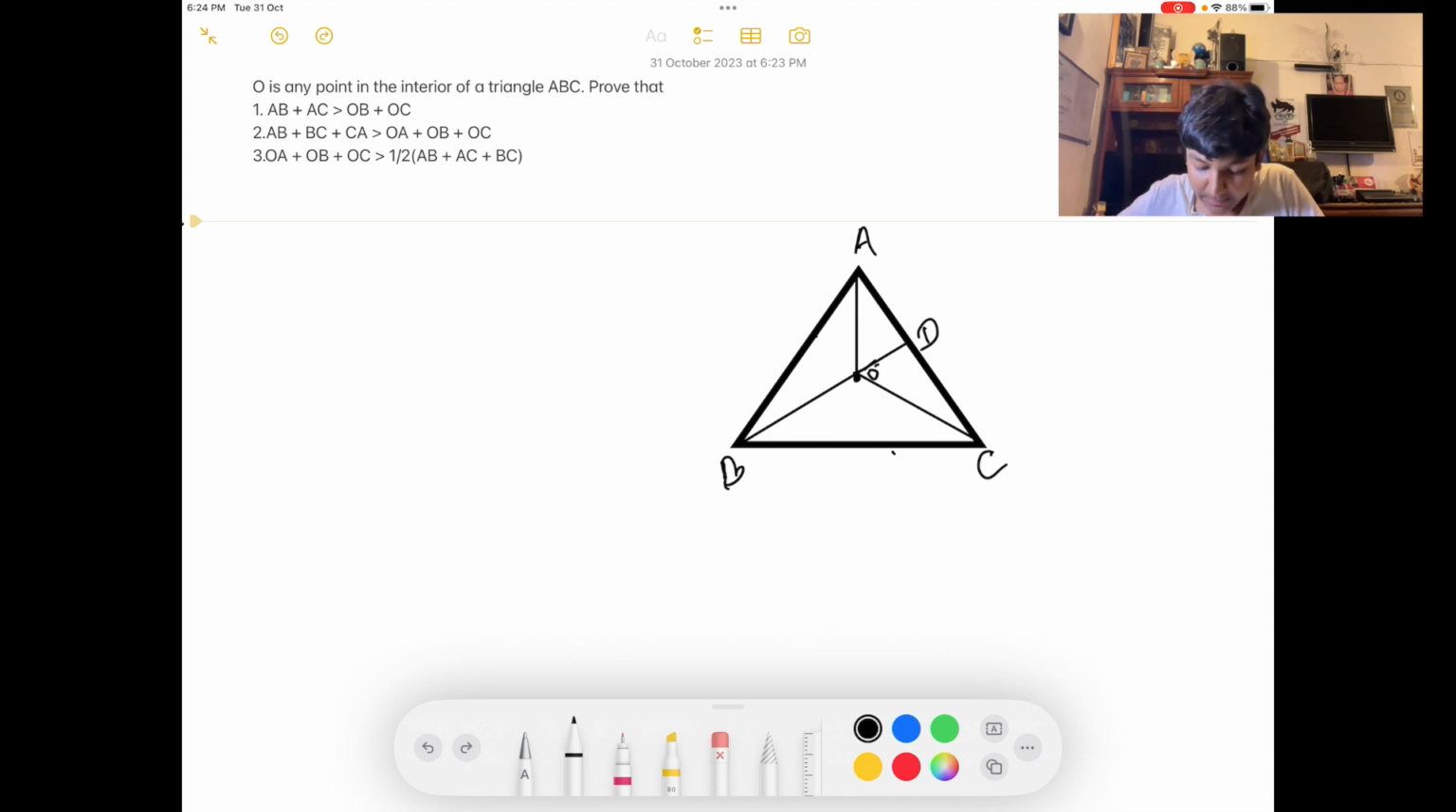Alright, so let's start. What we have is that O is any point in the interior of a triangle ABC. So here's point O, and it is a part of ABC, so it's in the interior of ABC. Now, we have to prove that AB plus AC is greater than OB plus OC.